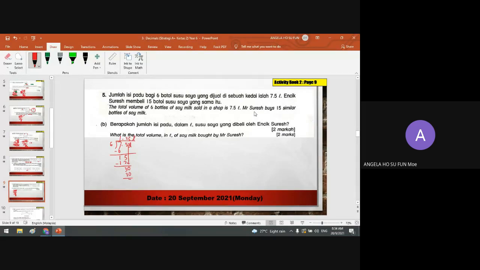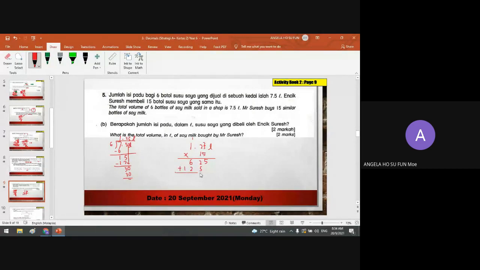So now Mr. Suresh buys 15 bottles. They want to know the total volume of soya milk bought by Mr. Suresh. Okay, so what you do is 1.25 liter, 1 bottle, multiply by 15 because he bought 15 bottles. 5 times 5 is 25. 5 times 2 is 10 plus 2 is 12. 5 times 1 is 5 plus 1 is 6. 1 times 5 is 5. 1 times 2 is 2. 1 times 1 is 1.